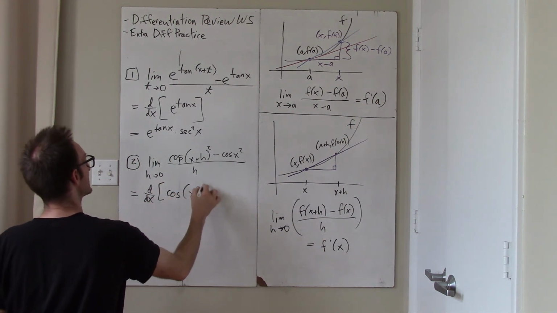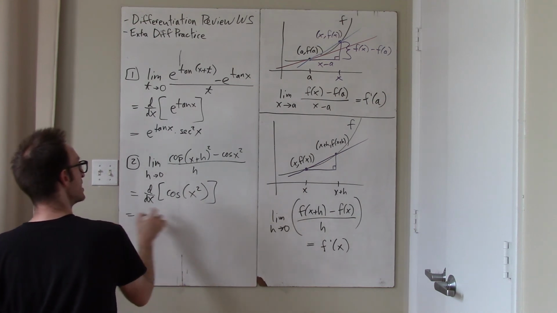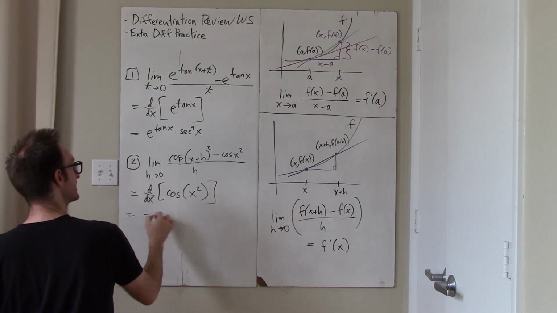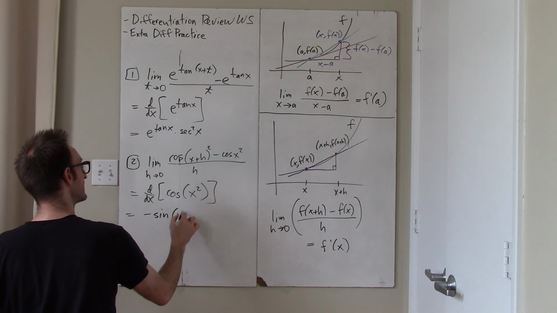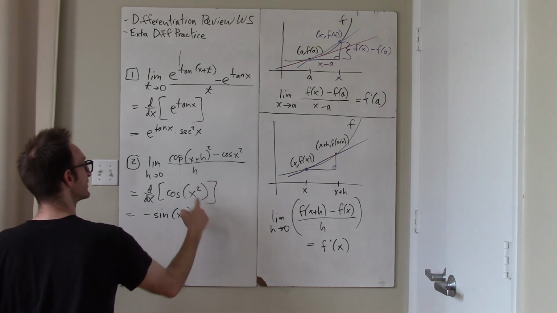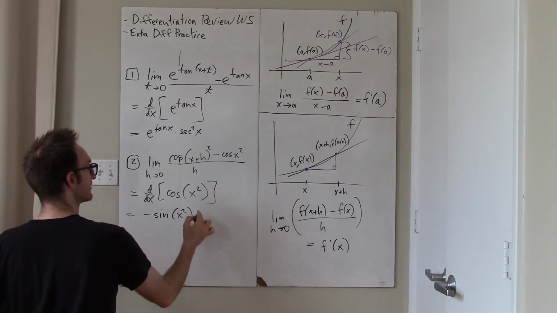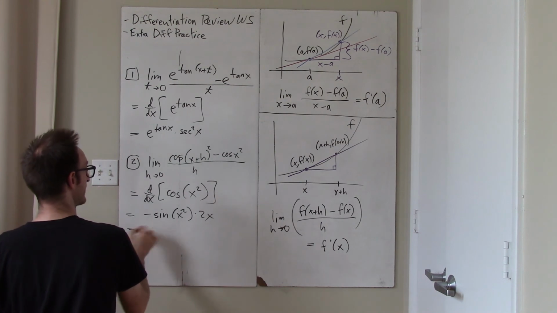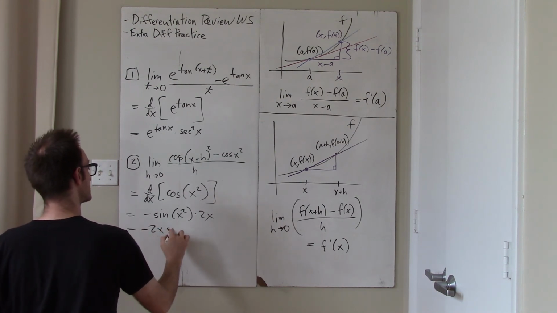And how do you take the derivative of the cosine of x squared? Well, the derivative of cosine of something is negative sine of something back inside for the derivative of the something, and the derivative of x squared is 2x. And so there we go. It's just minus 2x sine of x squared.